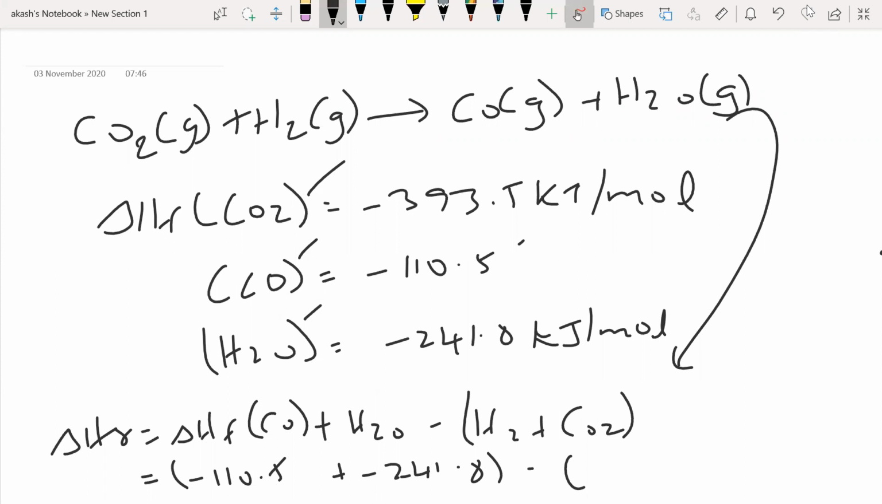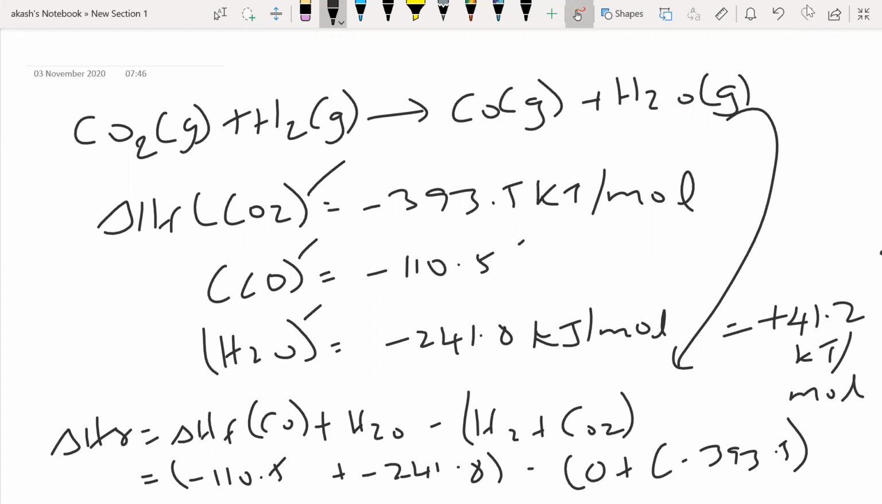Zero, sir. Now I told you, we just wrote a note: the enthalpy of formation of elements in their standard state is 0. So for H2 it's 0, plus minus of how much? For CO2 it is minus 393.5. That's it. So minus of minus will become plus. Yes, it's 40. Correct. So the answer would be plus 41.2 kilojoule per mole.